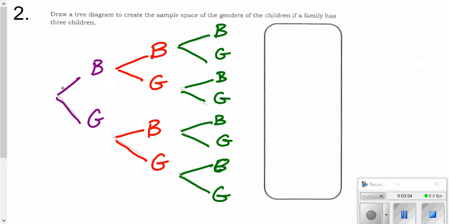So for instance, this pathway is the family that has 3 boys. This pathway, maybe I should show that in a different color. Sorry about that. I'm trying to think of how to demonstrate this well.